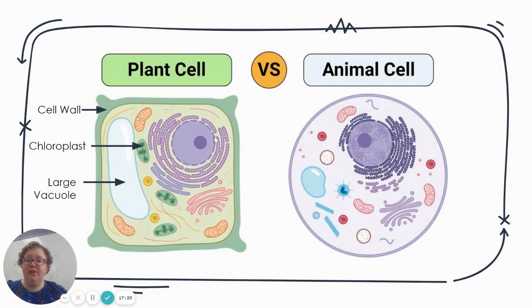So here's a picture of a plant cell. You can see it's more square shaped. It has this really big vacuole. You can see this thick cell wall around the outside, and you can see these chloroplasts floating around. The animal cell is more round shape. It only has the cell membrane, no wall, no chloroplasts, and it only has little tiny vacuoles, not the giant ones like here, right? Just this little one.